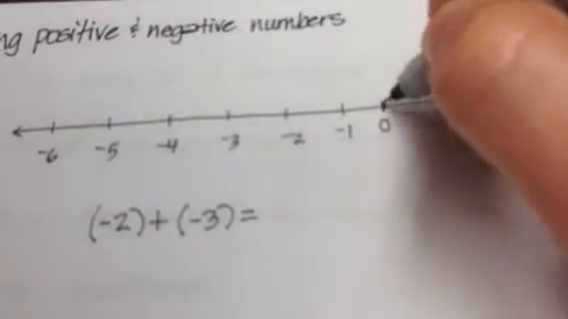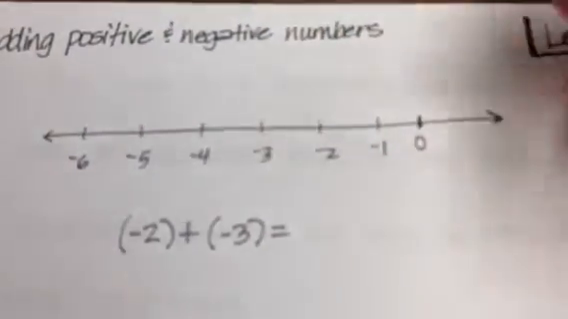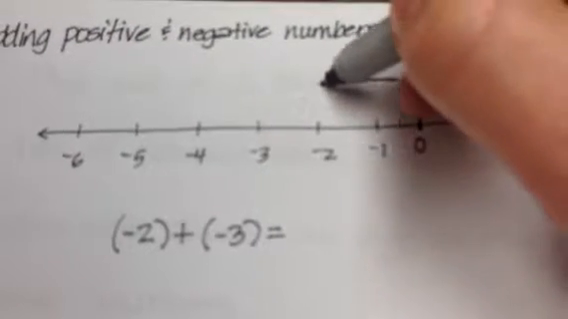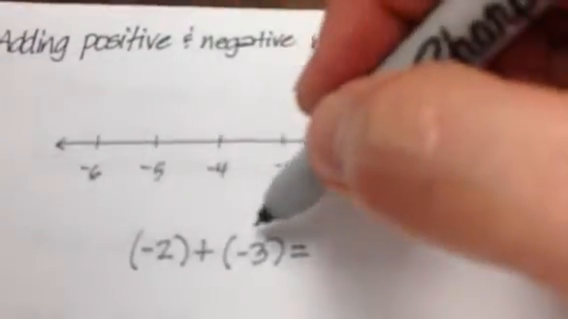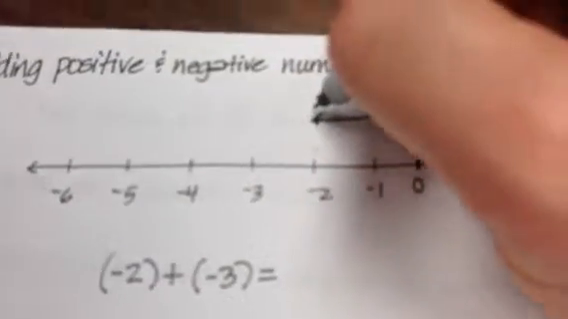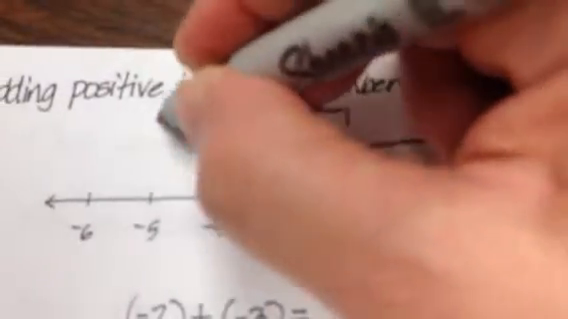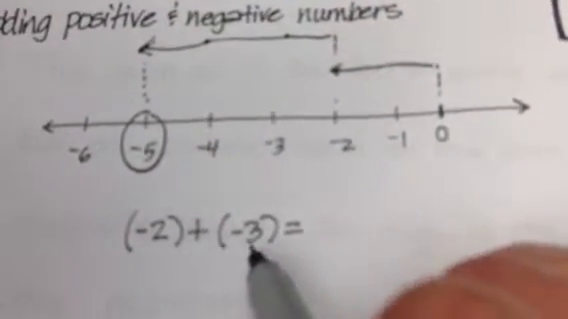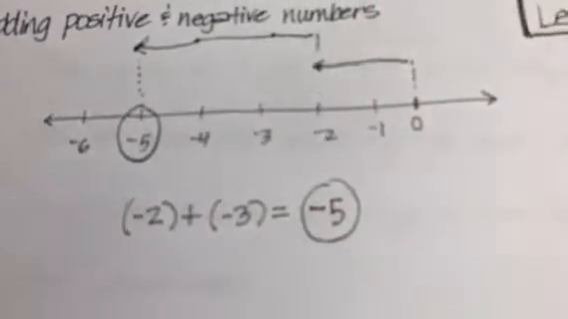Way over here I have the number 0. I have to get to -2 before I can add -3. So I'm going to draw my little dotted line, and I'm going to get to -2. There I am at -2, right? Now I'm going to add -3, 3 more negative places. So I'm going to draw my little dotted line. I'm going to go 3 more places. 1, 2, 3. And where do I end up? -5. So -2 plus -3 equals -5. Well, that was easy.